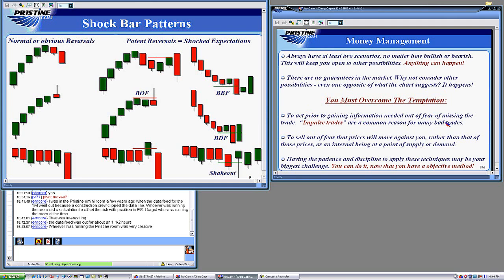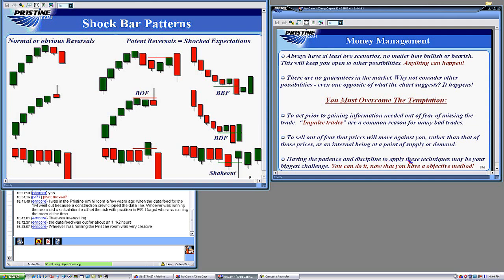Overcome the temptation of entering trades before you have a setup, because you're afraid of missing out. That's what impulse trades are. You're getting into trades that are not part of your trading plan. You have to overcome the temptation of selling because you're afraid that prices are going to move against you. The bar-by-bar analysis will help you tremendously with that, and of course, understanding the concept of price voids, and the potential of where prices can move to, and then incorporating market internals.